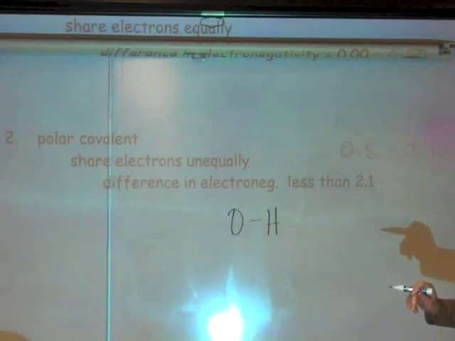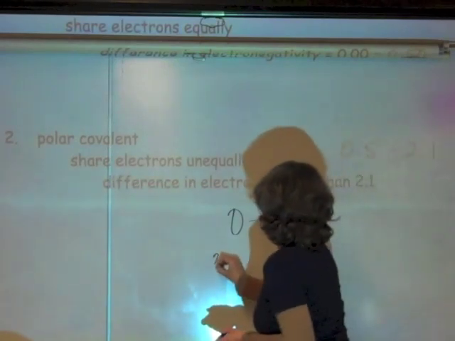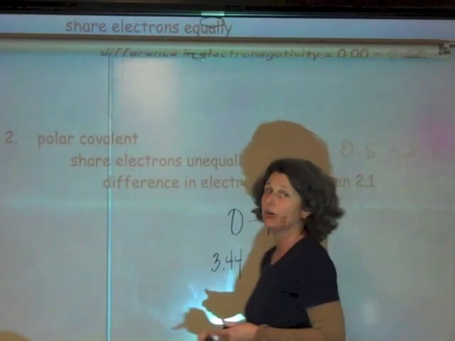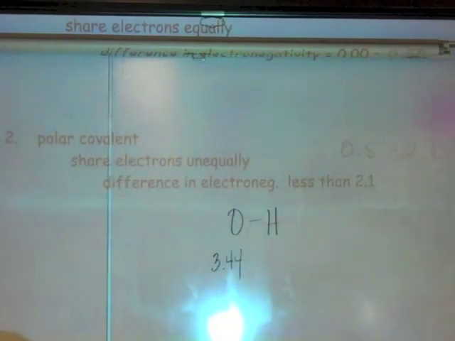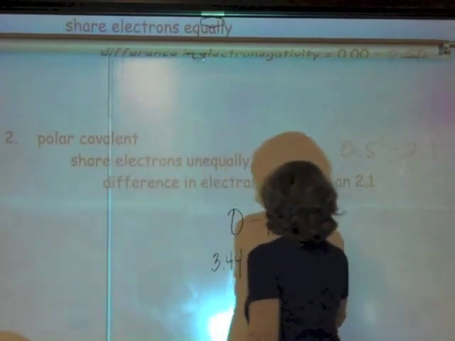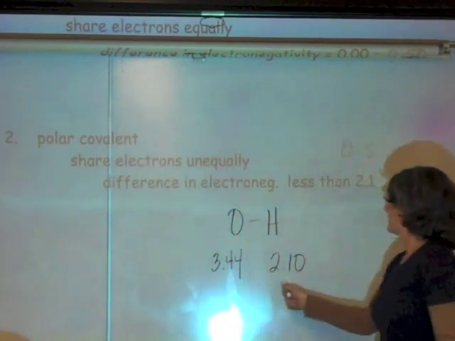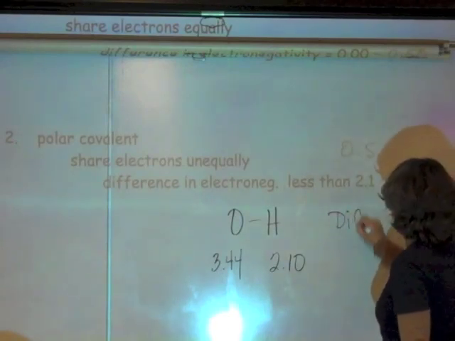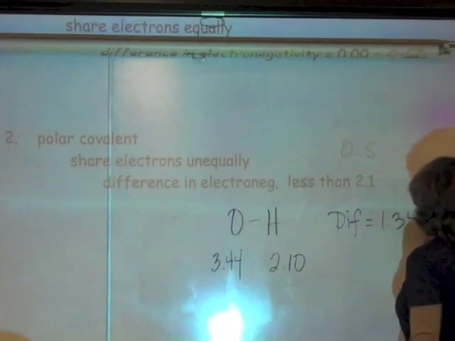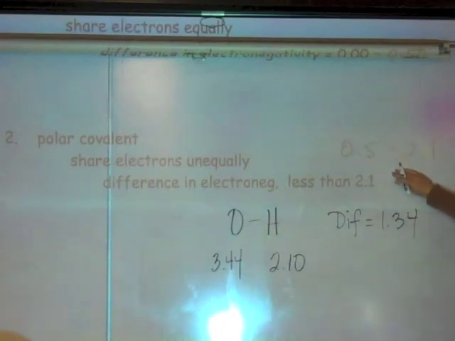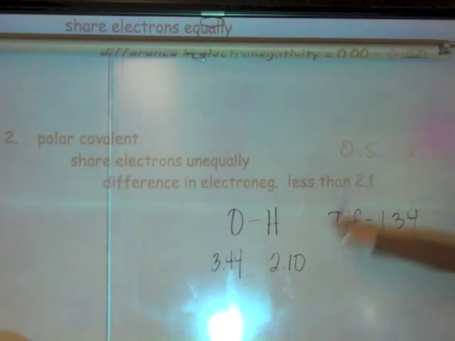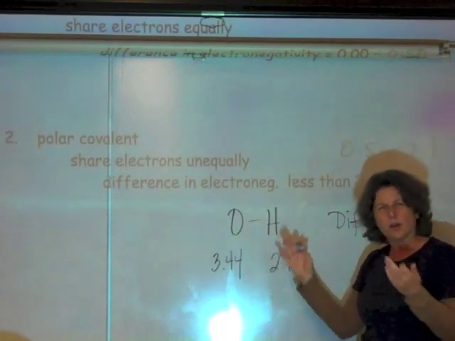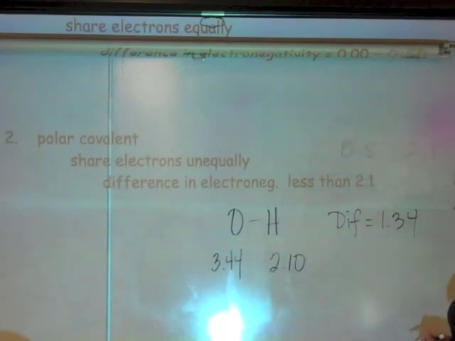Oxygen is 3.44. No units. Hydrogen is 2.10. So the difference between the two is 1.34. So their difference is equal to 1.34. So this puts them in the category of a polar covalent bond. Non-metal, non-metal, so we know that they're sharing a pair of electrons.